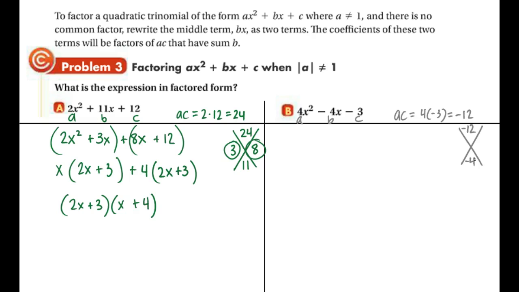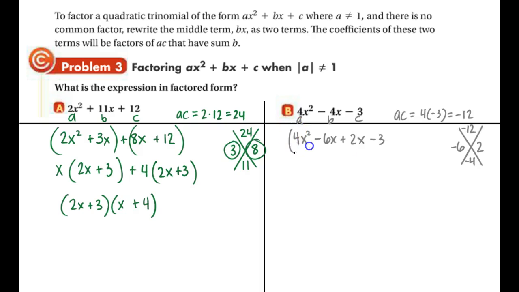So you can see that we're multiplying to get a negative. That means one number has to be positive, one has to be negative. And when we add, we get a negative. So that means out of the two numbers, the bigger number has to be the negative. So hopefully you're thinking to yourself that negative 6 and positive 2 work for this situation. So now I want to write the expression, keeping the first term as 4x squared. The middle two terms are going to be negative 6x and positive 2x, and then I'm dropping down the c value, which is negative 3.